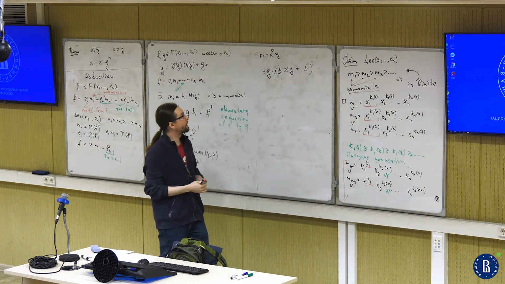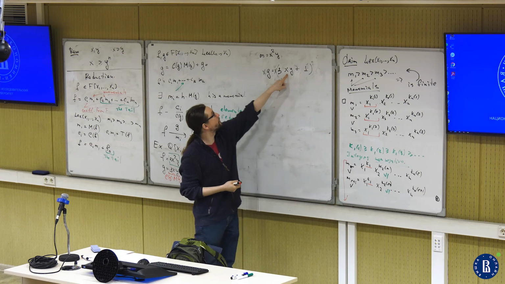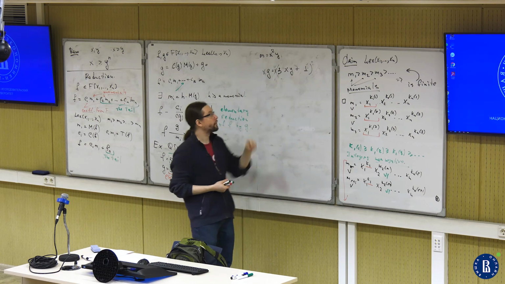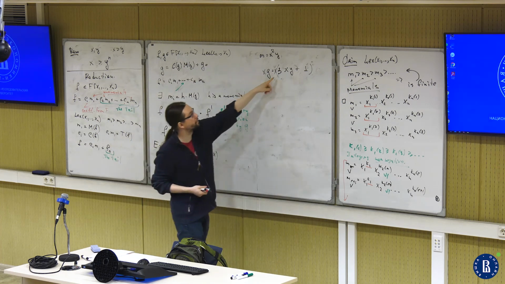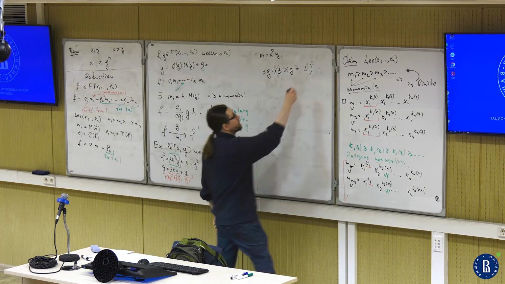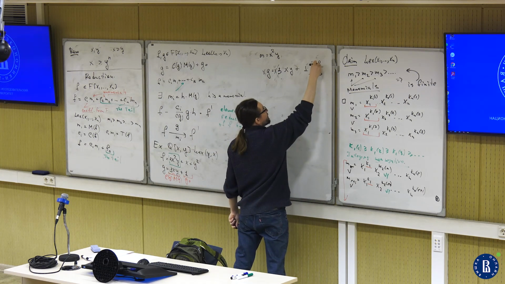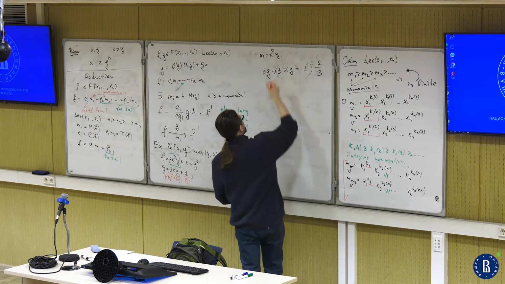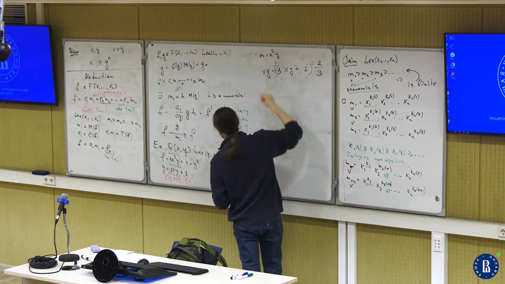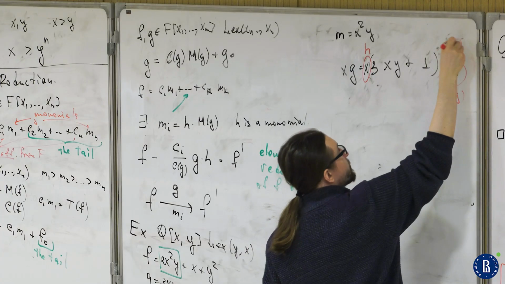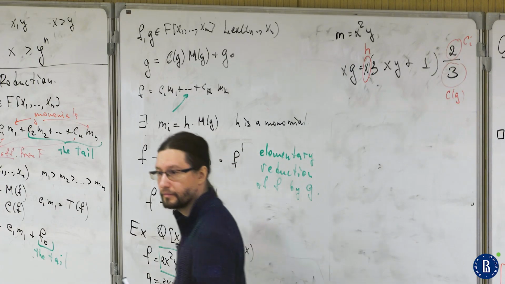When we multiply it by x, the leading monomial will be exactly what we want. But the leading coefficient will be 3, and we want it to be 2. So we need to divide by 3 and multiply by 2. This is the formula that's written here. This is h, this is c of g, and this is ci.